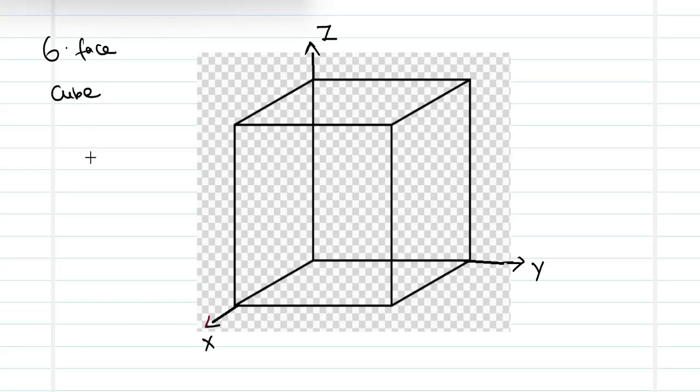Now when we can see a cube in this way, we can name these faces as a front face, a back face, a left face, a right face, a top face and a bottom face. Now these are going to be my 6 faces of the cube.